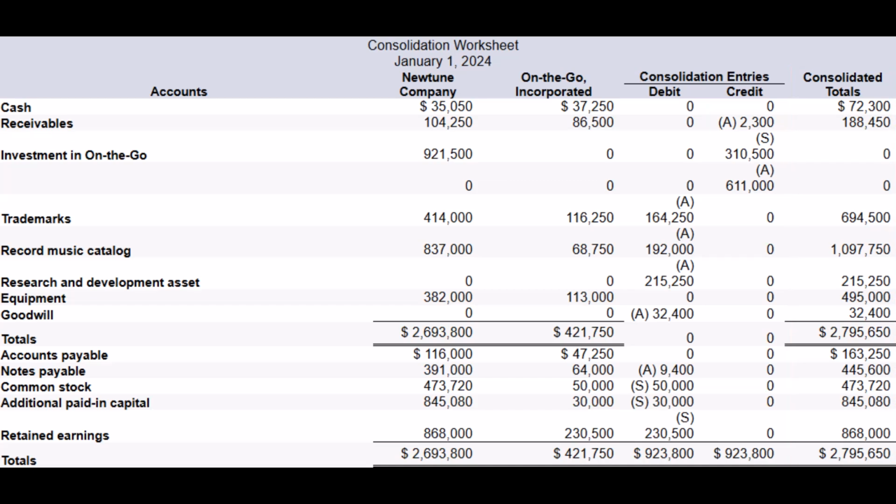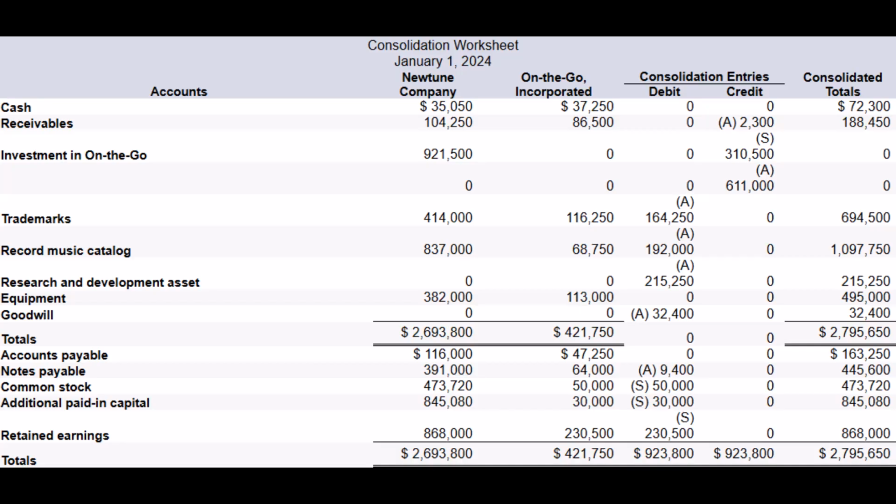There are two primary consolidation entries we need to make on the date of acquisition. They are often called Entry S and Entry A. Let's break them down. Entry S eliminates the subsidiary's stockholders' equity. The S is for stockholders' equity. We need to remove On the Go's equity accounts, so we don't double count them with the parent's equity. This entry effectively swaps the subsidiary's equity for a portion of the investment account.